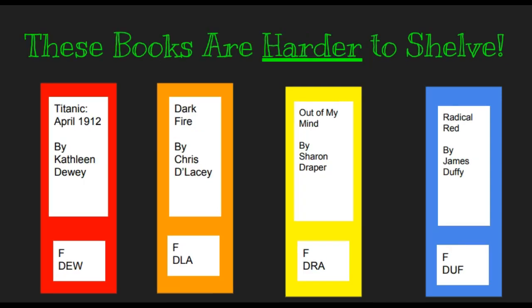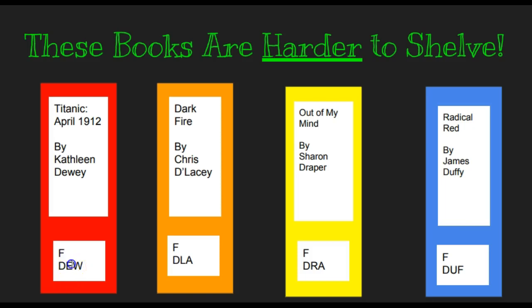These books are going to be more difficult to shelve because look carefully at the addresses. They all have the same first letter, D. So now we have to look at the second letter to see how to put them in order. And this is where saying your ABCs can be helpful. So let's go through this.